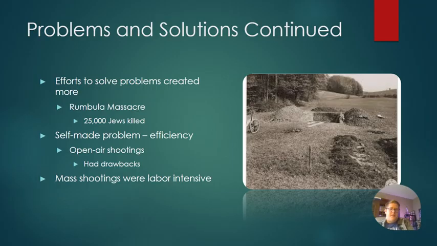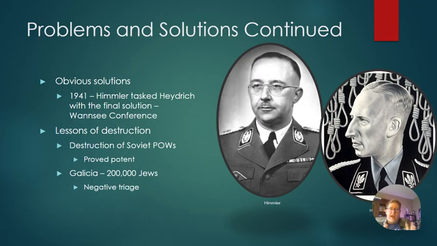So this leads to some obvious solutions. We've kind of already talked about a couple of these. In 1941, Heinrich Himmler tasked Reinhard Heydrich, who we talked about last time, with determining the final solution, aka the Wannsee Conference that we talked about last week. And from Lessons of Destruction, they look specifically at the destruction of Soviet POWs. The combination of death by neglect, starvation, and disease with direct killing proved potent. And it wiped out more than 2 million lives in 6 months.